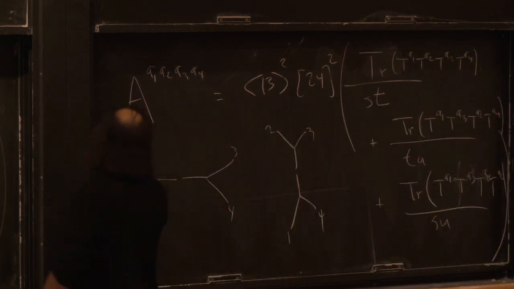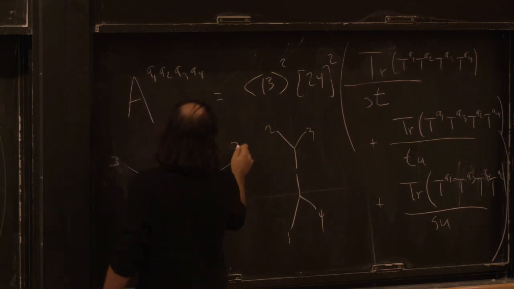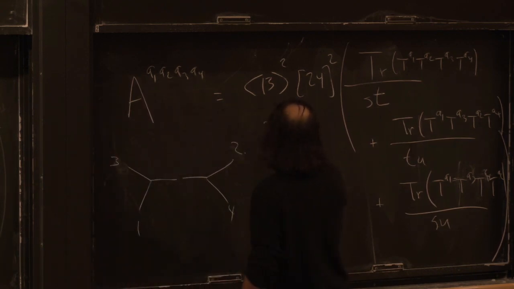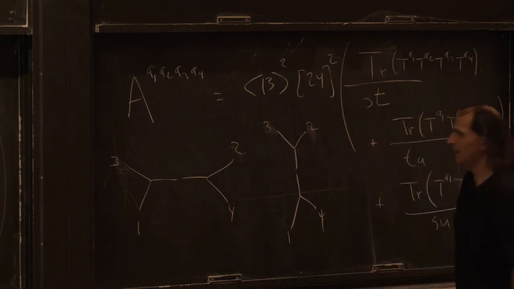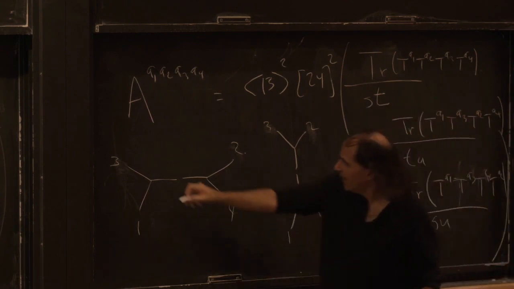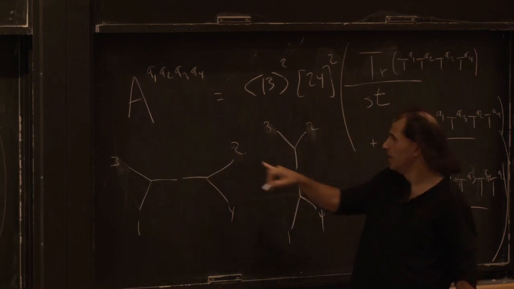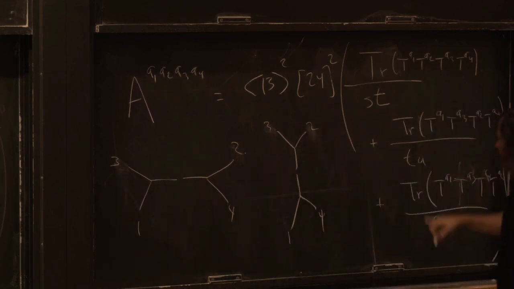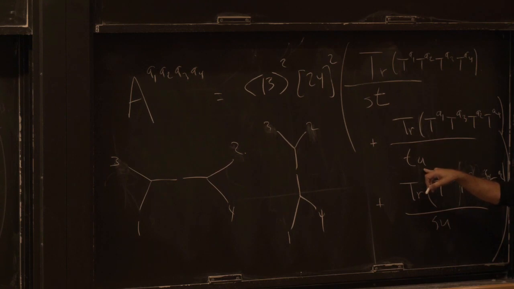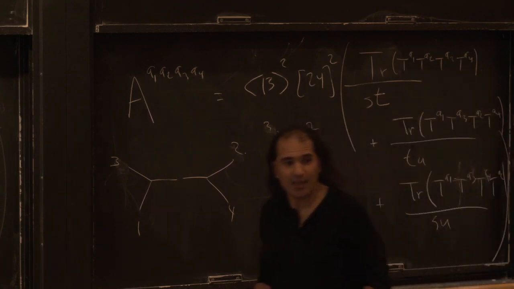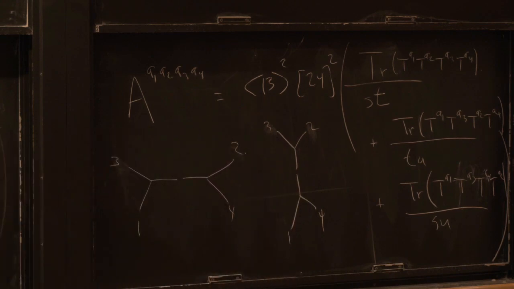And similarly for this one, the particles around are 1, 3, 2, 4. So, 1, 3, 2, 4, also 1, 3, 2, 4. Now you see what poles I'm allowed to see. I see P1 plus P3 squared, that's U. And P2 plus P3 squared in this one, that's T. So that's 1 over TU. This is a very nice thing: you can take gluon amplitudes and break them into so-called different color trace sectors. It's a sum over traces in different orderings.